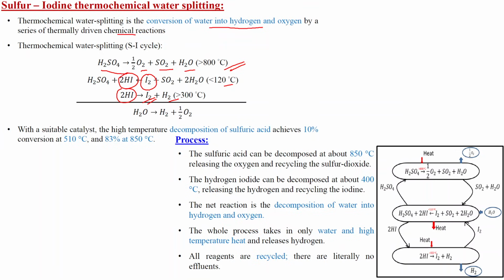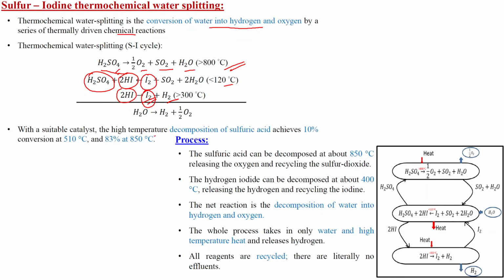As I told, the chemicals that we are using in our thermochemical splitting get regenerated for another cycle. As we can see here, we started with sulfuric acid, and we get sulfuric acid again; we added iodine, and we get iodine again, and we get hydrogen also. All the reactants which we are introducing get regenerated at the end of the cycle to be used for the next cycle.